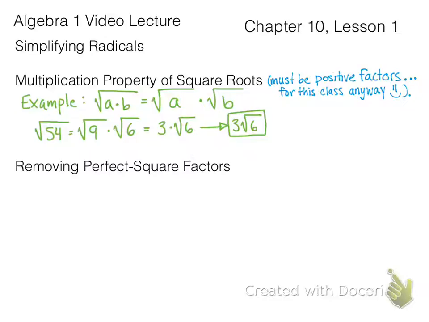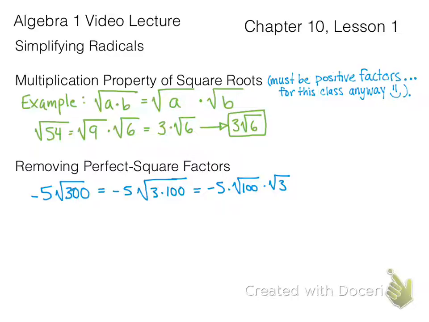All right, so let's talk about removing perfect square factors. If I have negative 5 times the square root of 300, I can break 300 down into the square root of 3 times 100. I can only really take the square root of 100 because it's the only thing that's a perfect square. 3 isn't, so I have to leave it inside the square root. I get negative 5 times 10, because the square root of 100 is 10, and I'm left with negative 50 times the square root of 3. That is the more simplified version.